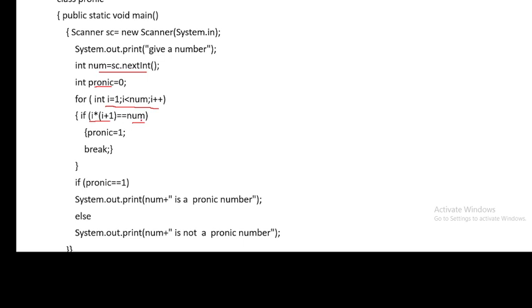Whenever this criteria matches, pronic will become 1. We'll change this value from 0 to 1, meaning we have found a number which is a Pronic number, and the program terminates over here itself. We don't have to go through the entire loop. Break this loop over here, and finally you can check if the value of pronic is 1, it means the number is Pronic, otherwise it is not.